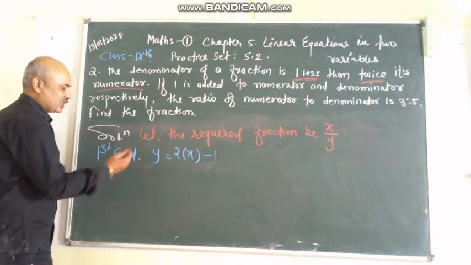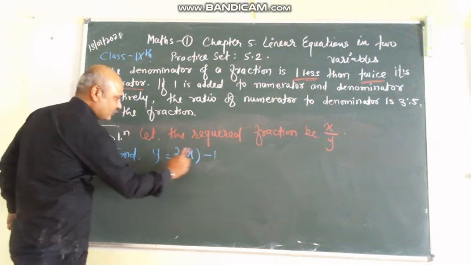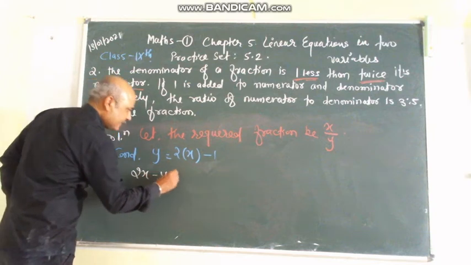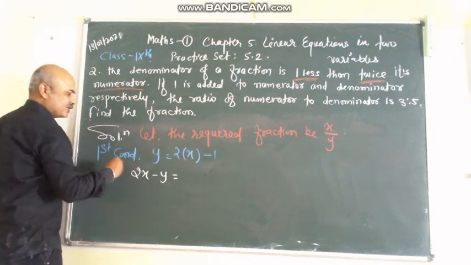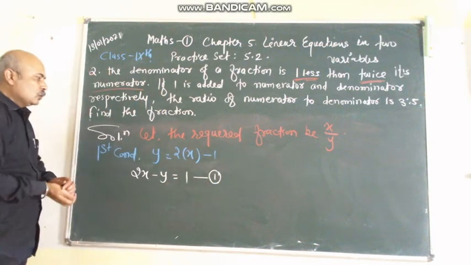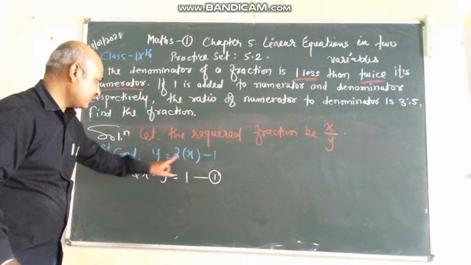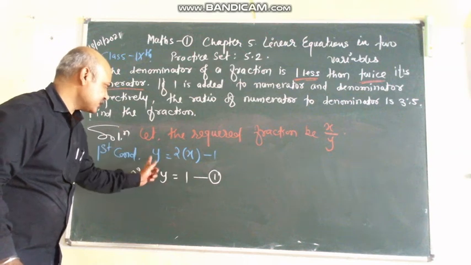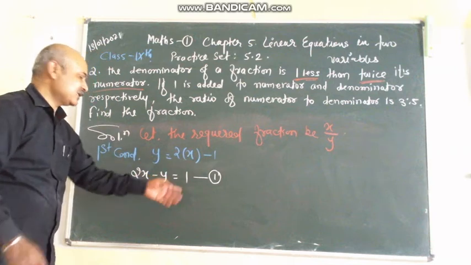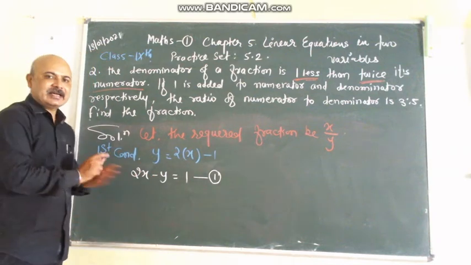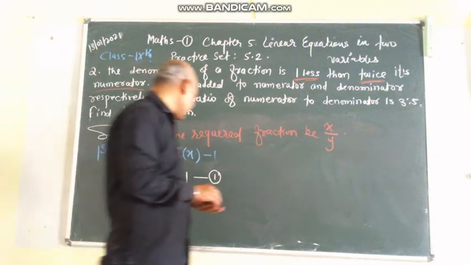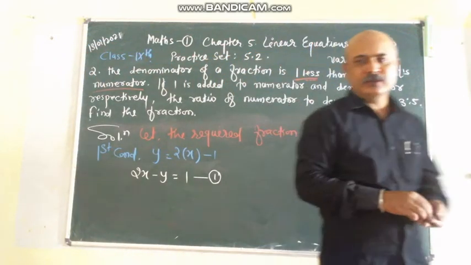Let us write it in standard form. I will transfer y to the right hand side. So I will get 2x minus y, and minus 1 to the left hand side becomes plus 1. Once again, I transfer y to the right hand side: 2x, this plus y becomes minus y, and this minus 1 to the left hand side, that is plus 1. So from the first condition you are getting the first equation, 2x minus y is equal to 1. This is equation number 1.